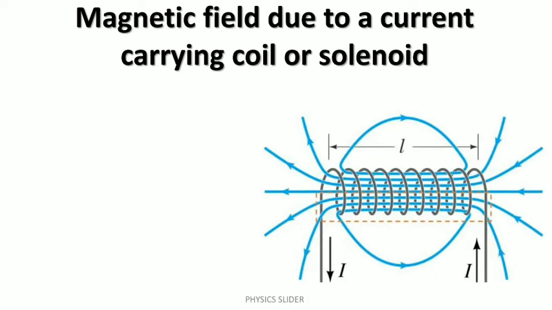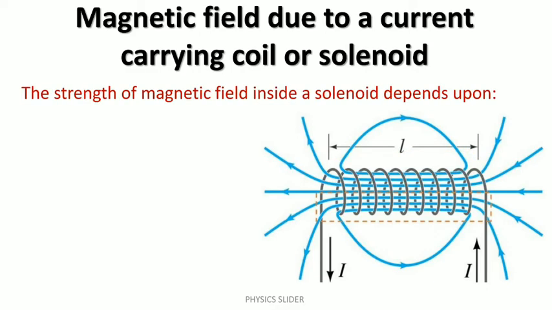We have given the current I, due to which the magnetic field is produced, and the length of the solenoid is L. So the strength of magnetic field inside the solenoid depends upon the following factors. All right. The magnetic field which is produced inside the solenoid.